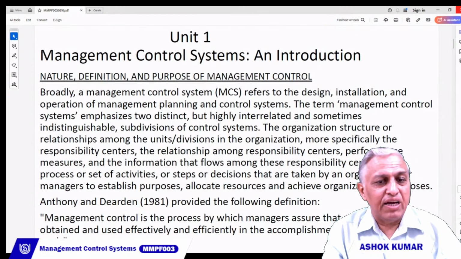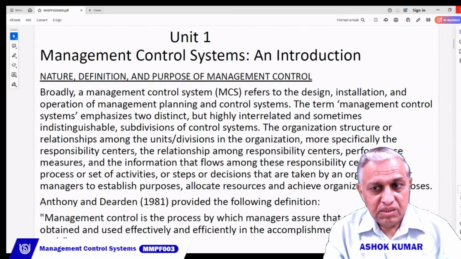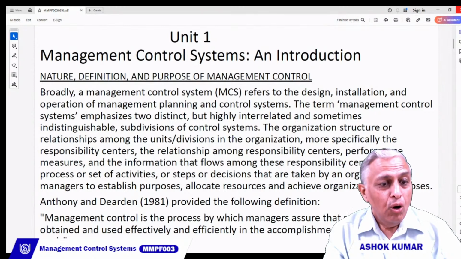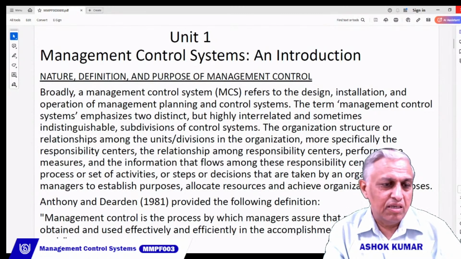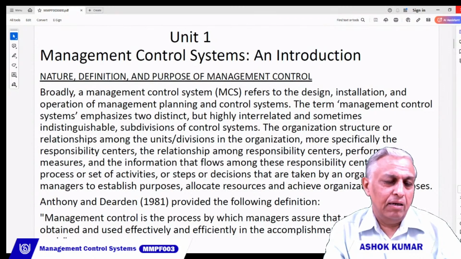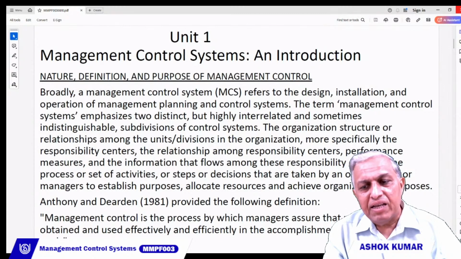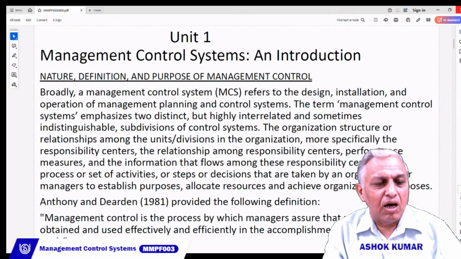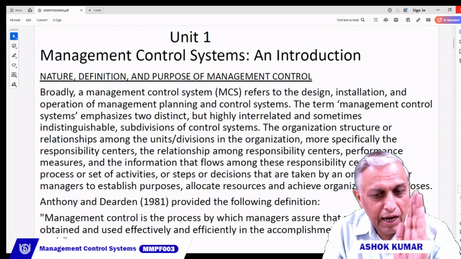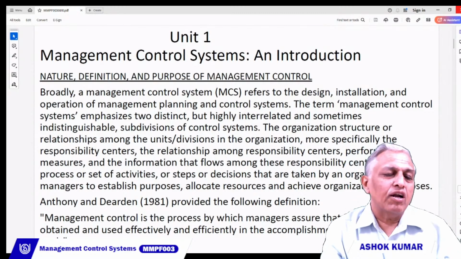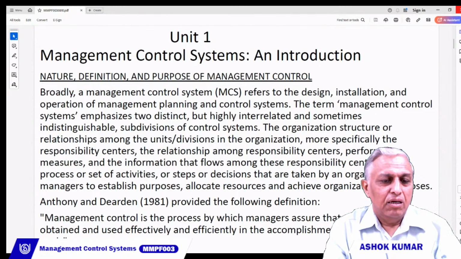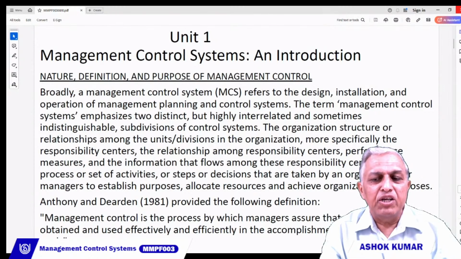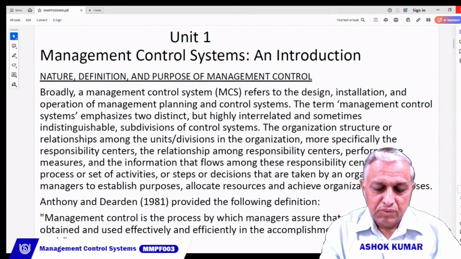The second is the process, or set of activities, steps or decisions taken by an organization or manager to establish purposes, allocate resources, and achieve organizational purposes. Friends, Anthony and Dearden in 1981 provided the following definition: management control is the process by which managers assure that resources are obtained and used effectively and efficiently in the accomplishment of the organization's goal. Resource utilization is the prime objective of it, effectively and efficiently, in the accomplishment of organizational goals.